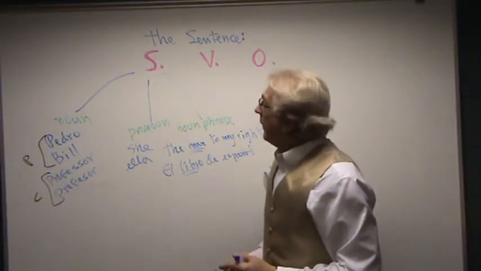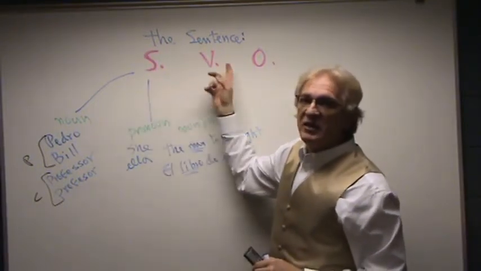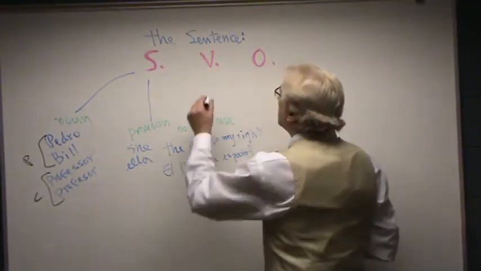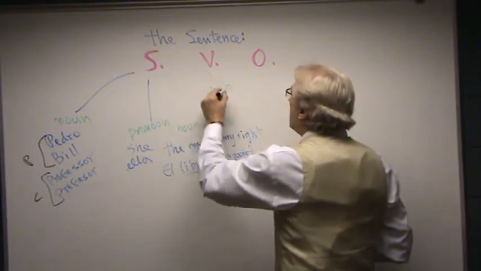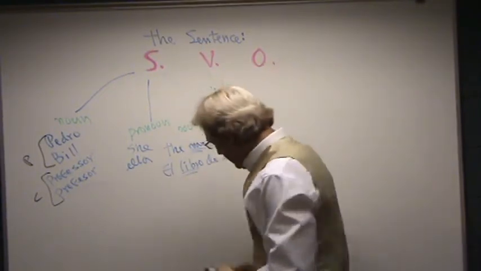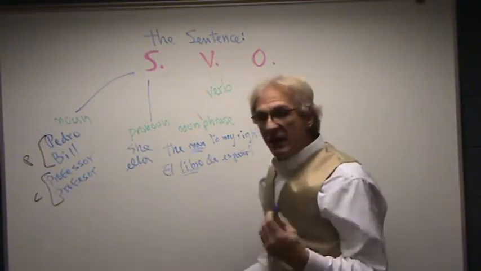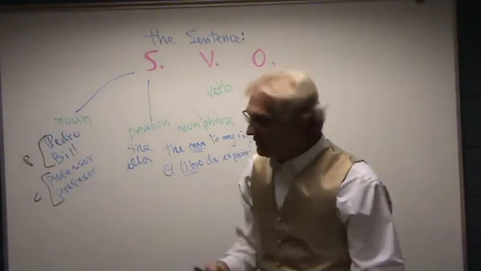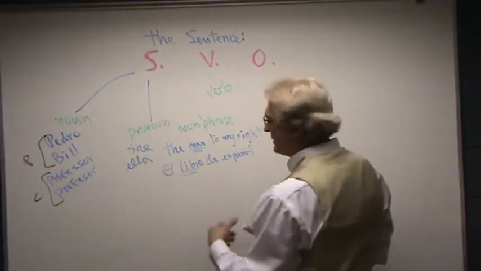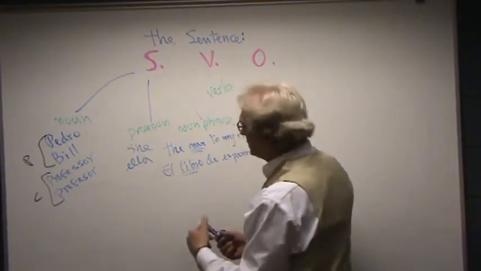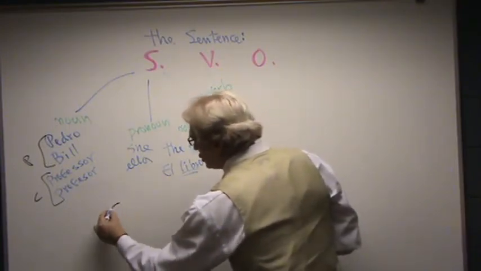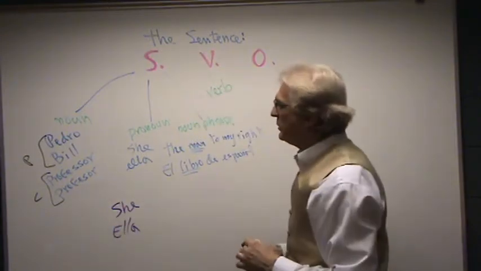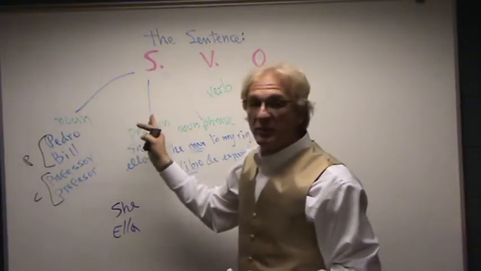Alright? Now, the formula says S-V-O. The second element is V. V stands for verb. Now, what that is telling us is that once we establish the subject of a sentence, and let's say that the sentence is going to start with, say, a pronoun, say, she, or ella. Okay? That's our starting point today. We start our sentence today with the type of subject as a pronoun.